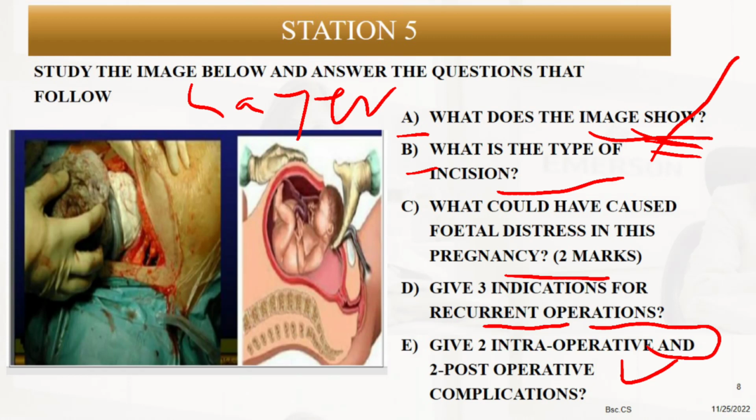Then you can also classify it according to the site of uterine incisions. So for example, this type of uterine incision was the lower segment cesarean section.